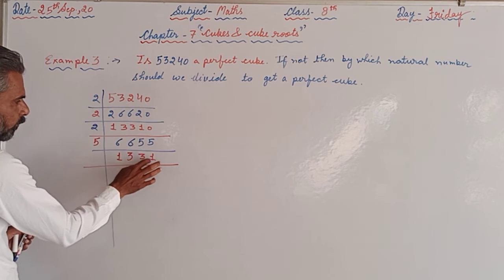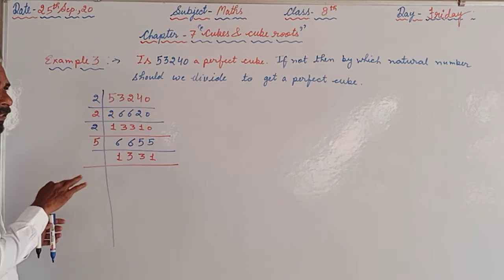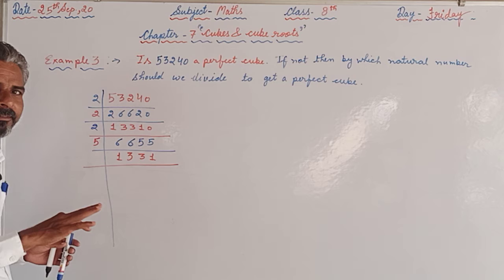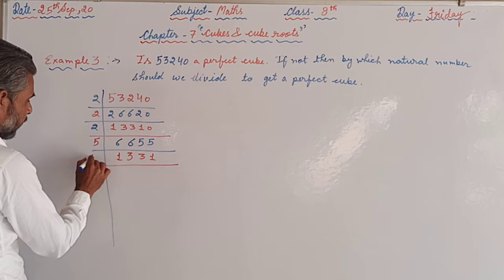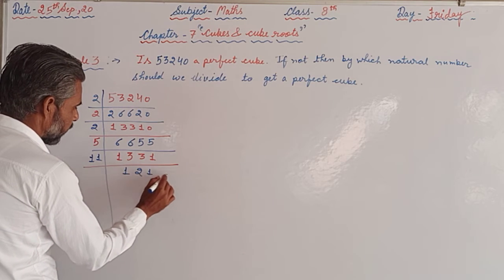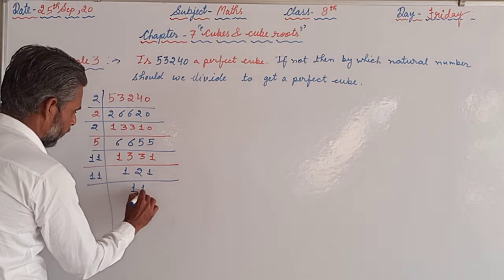3 plus 1 is 4, 4 plus 3 is 7, 7 plus 1 is 8. 8 doesn't come in the table of 3, so it cannot be divided by 3. It cannot be divided by 4, 5, 6, 7, 8, 9, 10. It can be divided only by 11. So 11 1s are 11, 11 2s are 22, 11 1s are 11. Again the number can be divided by 11.